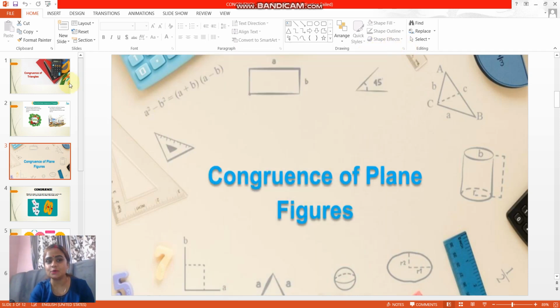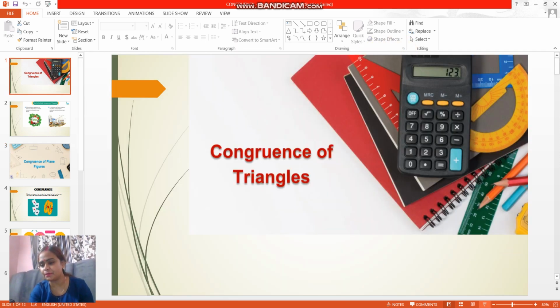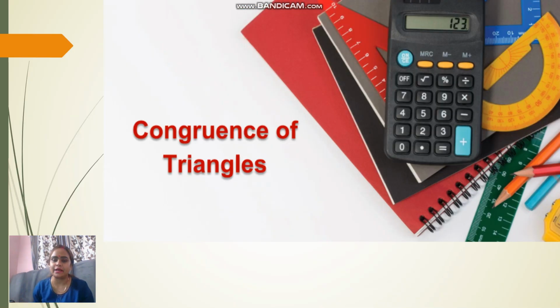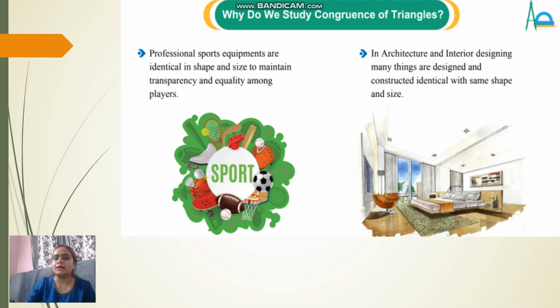Hi, so today we are going to learn about a very important topic, that is the congruency of the triangle. Before talking about the congruency, let's talk about why we study congruence of triangles. In professional sports equipment, you can see that some objects are very identical. Identical means the same shape and the same size, to maintain transparency and equality.